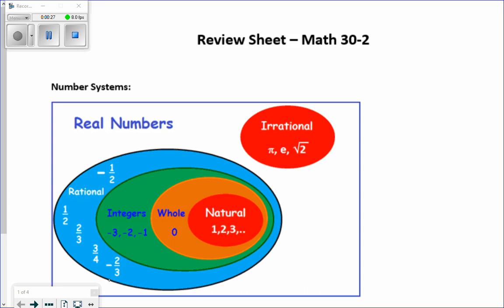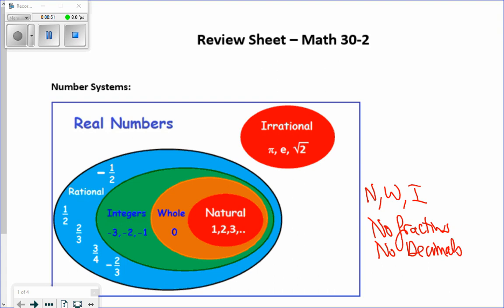Okay? So your naturals are 1 and up, wholes are 0 and up, integers are the negatives, the 0, and the positives. What you should notice is naturals, wholes, and integers have no fractions and no decimals. So if you're a fraction or a decimal, you can't be an integer, a natural, or a whole. Now, what a lot of kids get confused on is whole versus natural. So naturals are 1 and up, wholes are 0 and up.